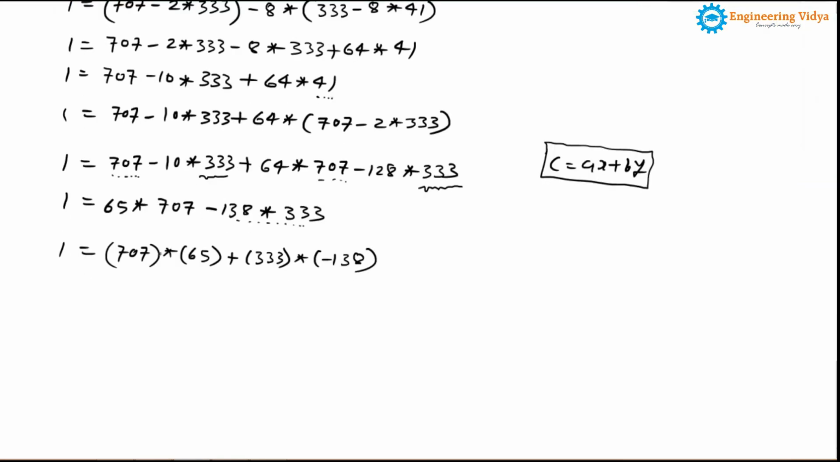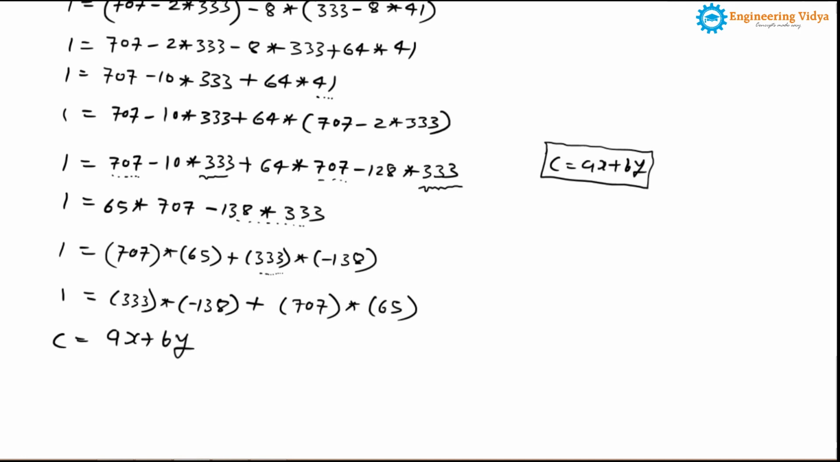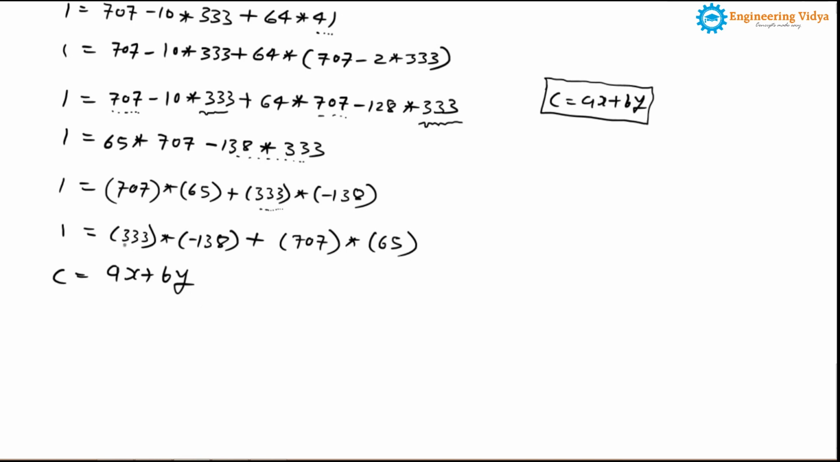So here we'll have to rearrange this equation because we have to arrange it in the form of C equal to ax plus by, and this is the part of x, and A is nothing but 333. So the second part will be written first. So here we'll write 333 into minus 138, plus 707 will be written next, into here we have 65. So now here we can write C equal to ax plus by.